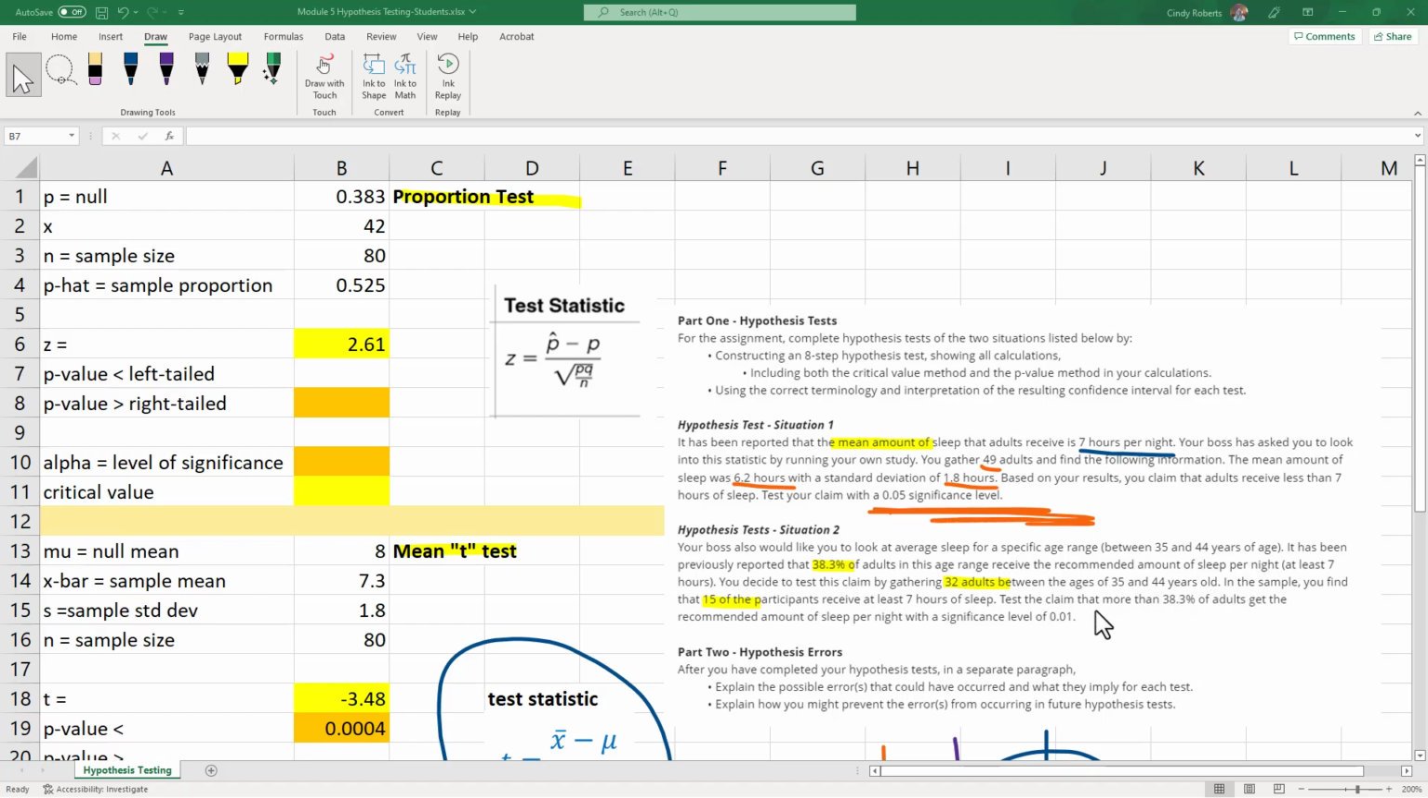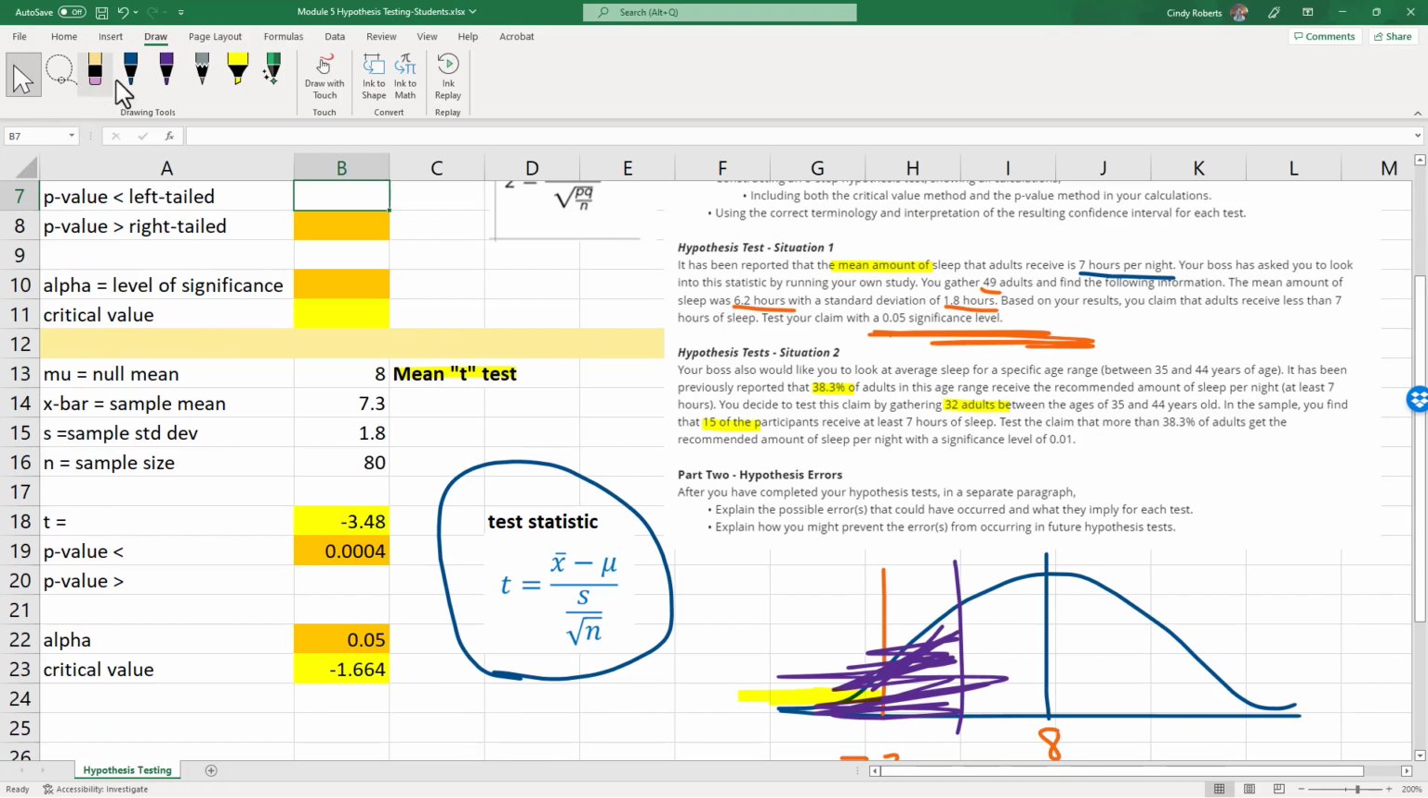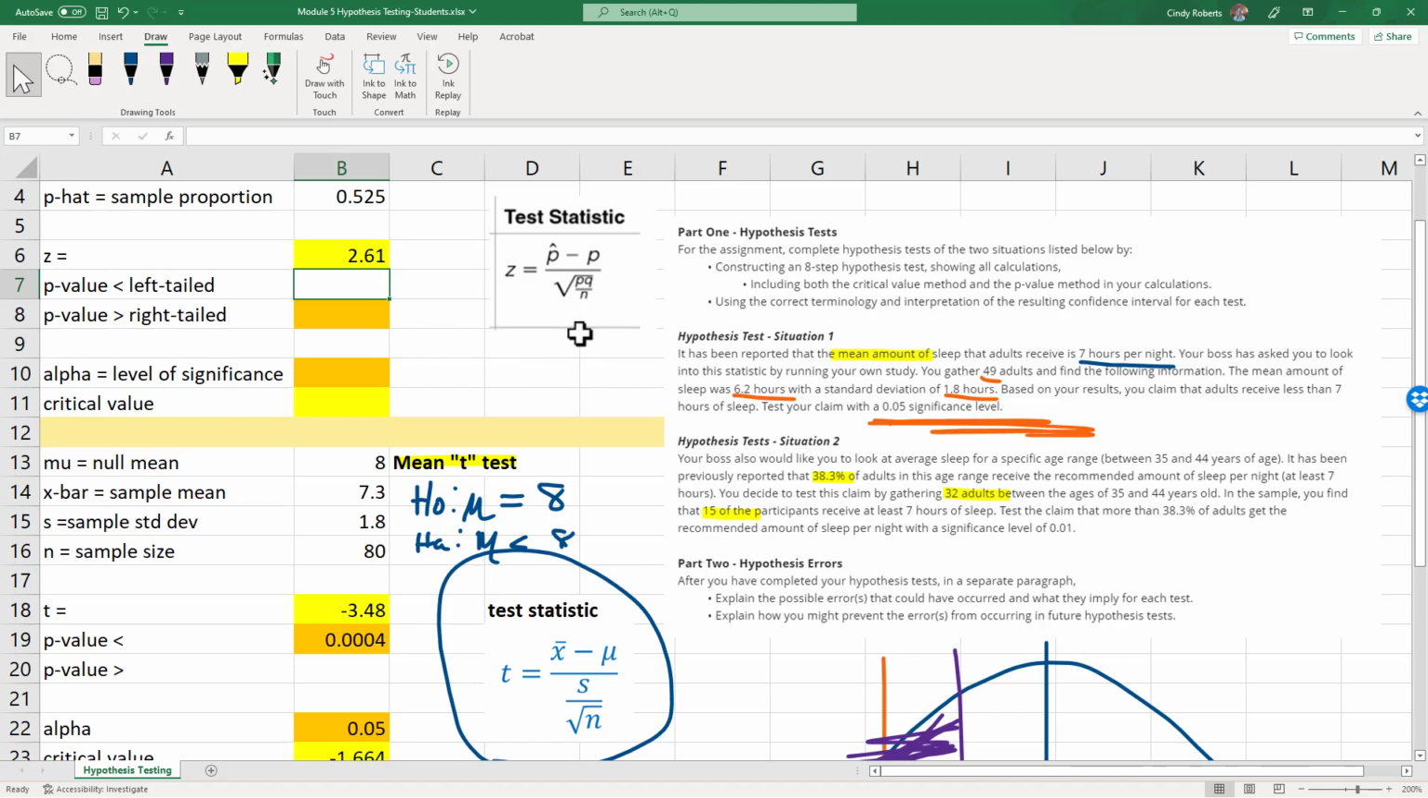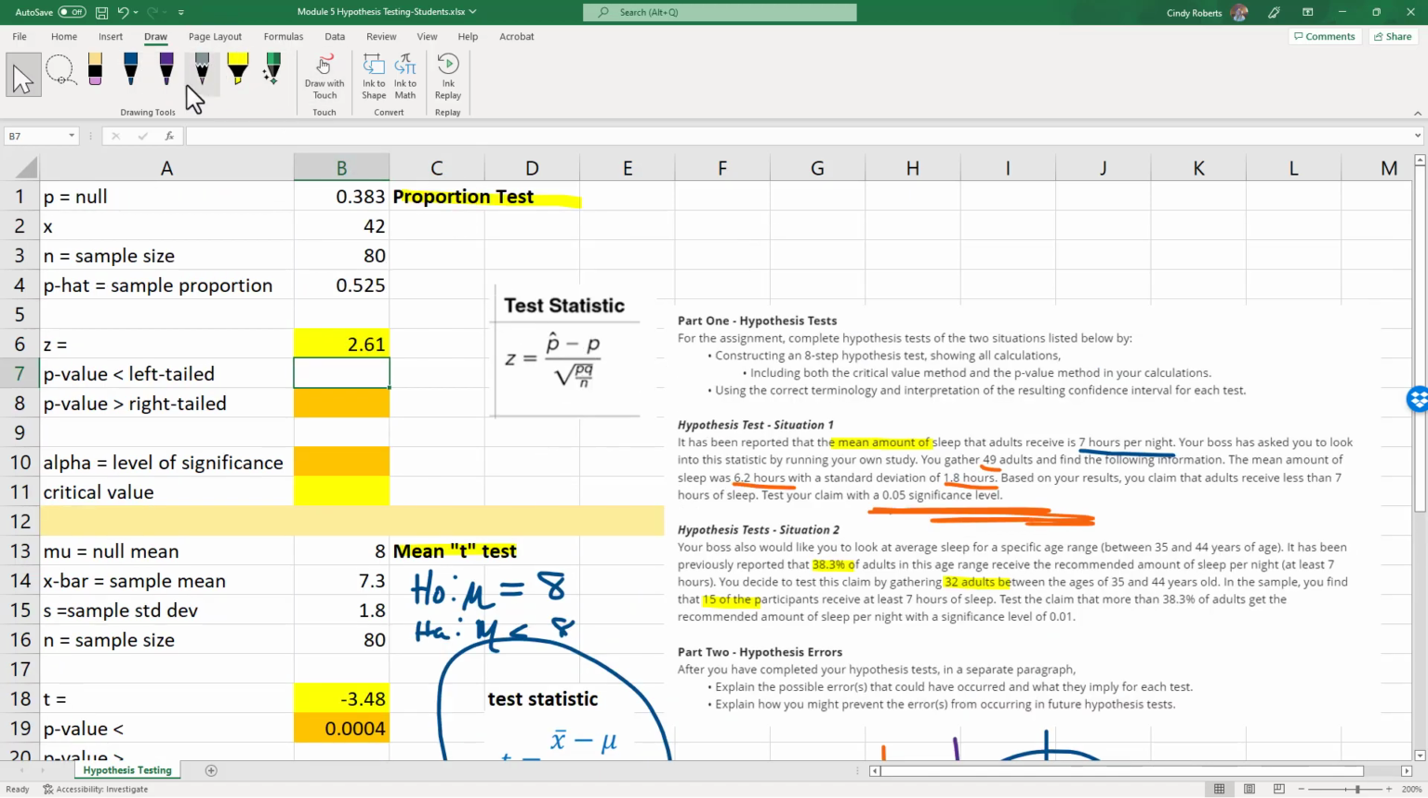notice it says the claim is that more than. Sorry, I'm starting to cough. So I didn't really write this out on this one down here, but I probably should have. This is a null hypothesis. I'm going to write mine. So my null was 8, and then my alternative was that it was less than 8. All right? So up here, I'm saying at least 7 hours.